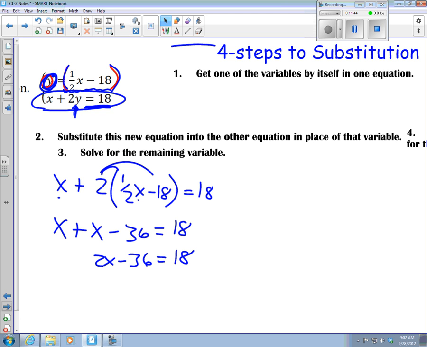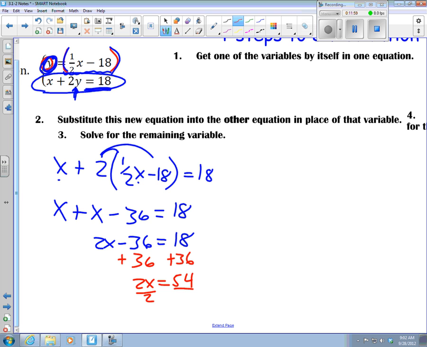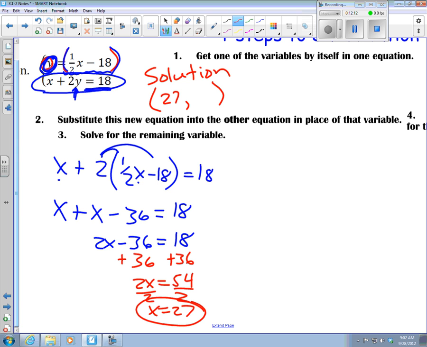And now we got to get into work a little bit here. Subtracting 36, actually adding 36 to both sides. I'm going to get 2x equals 54. And finally, just dividing by 2, x equals 27. So right here, I'm going to write solution. I know my x value is 27.